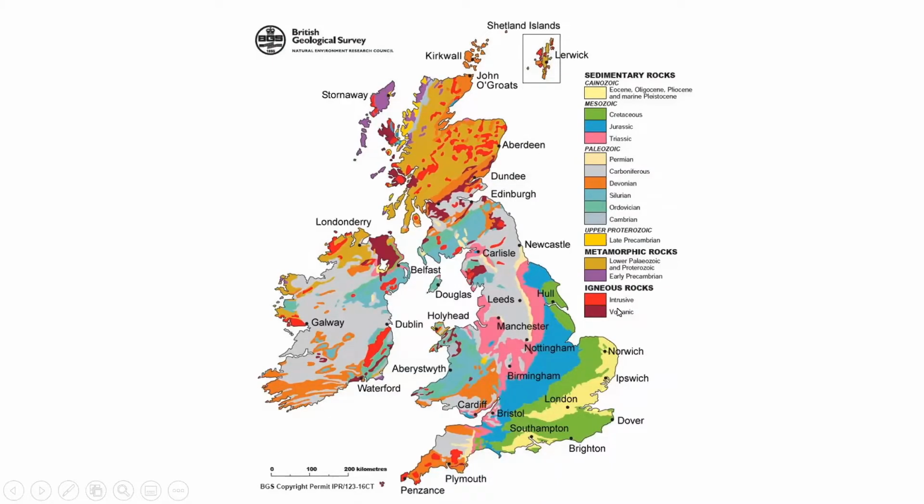So igneous is red. You can see lots of igneous rocks in Scotland, lots of igneous rocks down near Devon and Cornwall, and lots of young rocks, so Cretaceous and Cenozoic, around London. As a general rule, the rocks get younger this way in the UK. That's an interesting observation. They get younger that way. So you can have a look at what type of rocks are around where you live.